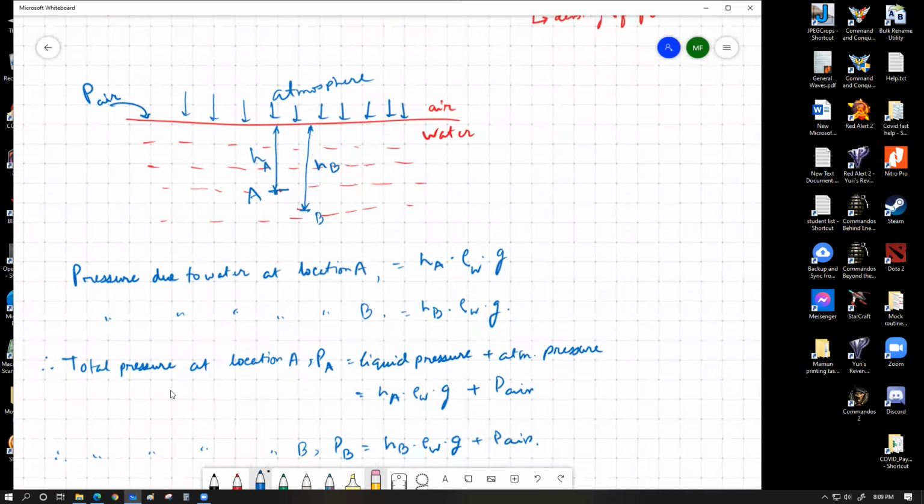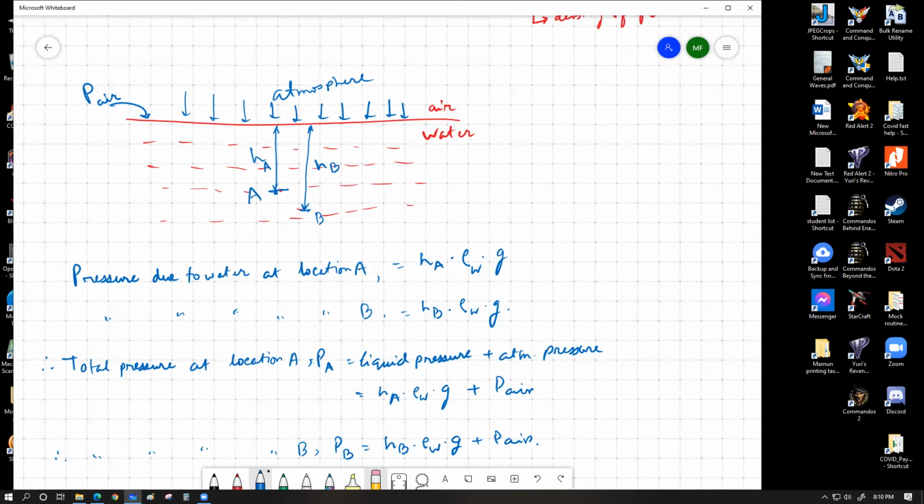So for total pressure at location A, I have shown you this part to make sense that the total pressure experienced at that location would not be exclusively due to the liquid or water. The air is also continuously pressing onto the top surface. So if you're trying to calculate the total pressure at location A, this should be the liquid pressure plus atmospheric pressure. So this is the absolute pressure or the total pressure, combined pressure.